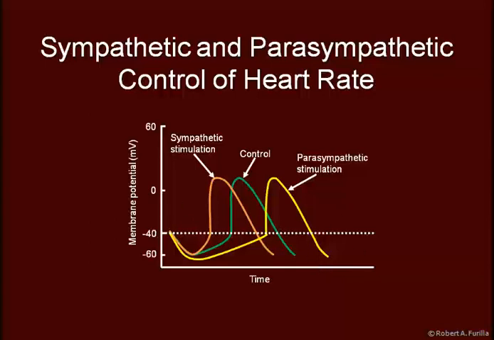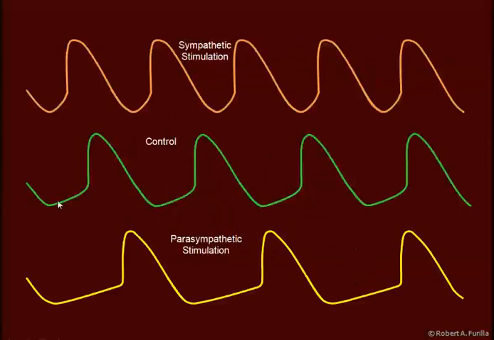Now let's look at this as a series of beats. Here again we have the control. We see this rise, action potential, repolarize, rise, action potential. In the sympathetic nervous system, a more rapid rise. We reach threshold sooner. Each beat comes closer together. So we see an increase in heart rate, and with parasympathetic stimulation, we see a more gradual rise, and each beat is now delayed somewhat, leading to a lower heart rate. That concludes this talk on the control of heart rate.